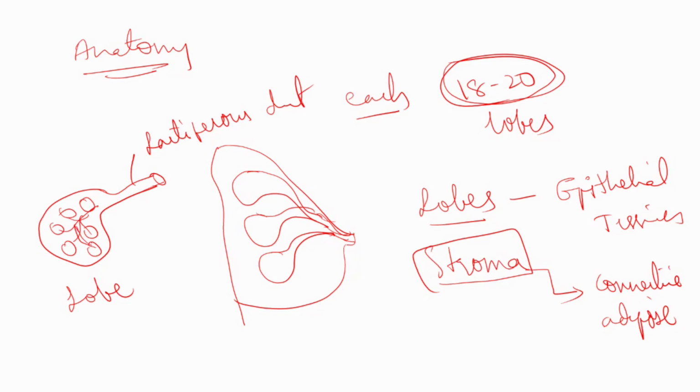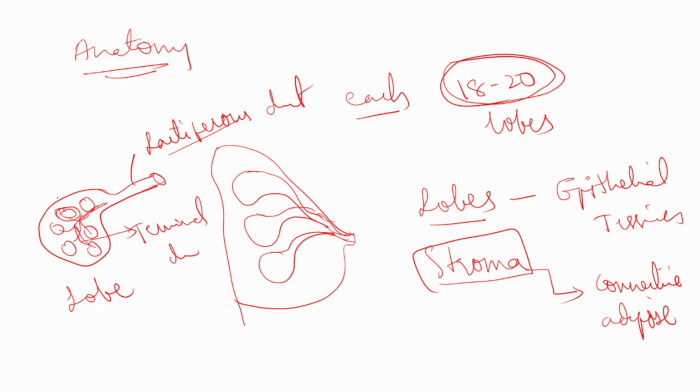with a small duct, which is called the terminal duct. This is the terminal duct. The terminal duct is associated with the major duct, which is the lactiferous duct. Okay, so each lobe has minute lobules.